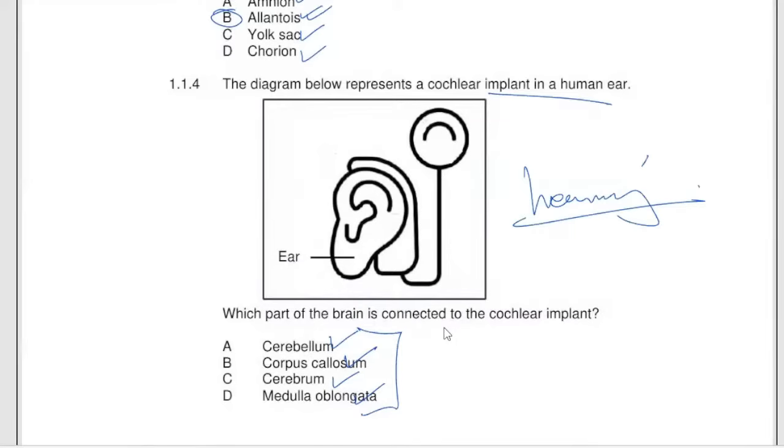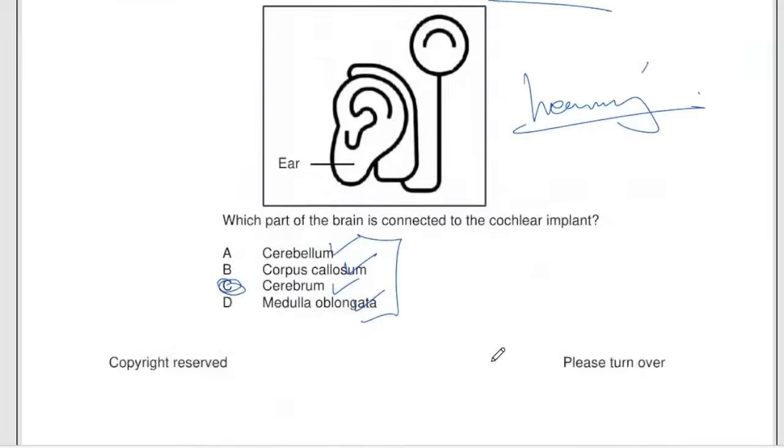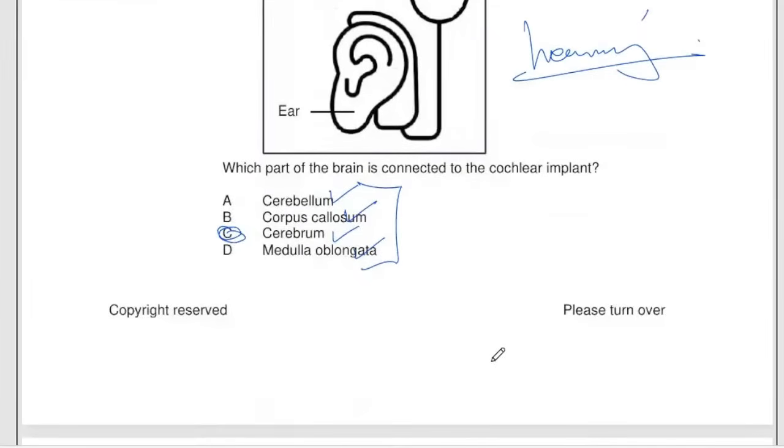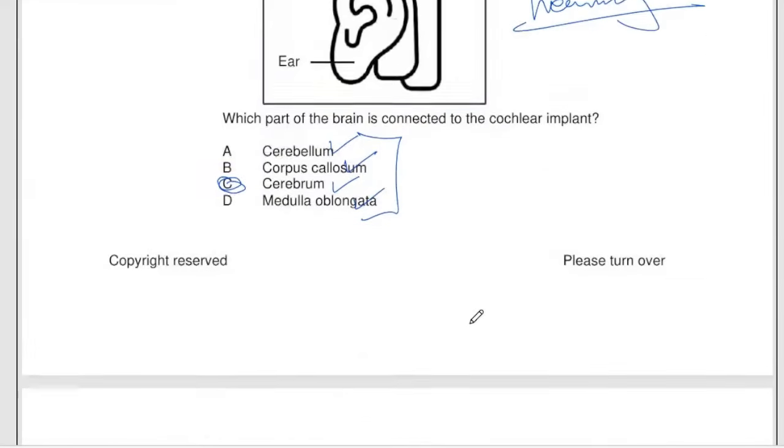Each of them has 3 functions. So the answer is going to be C, which is cerebrum, because the cerebrum receives and interprets all the sensation. Number 2, it is a center for higher thought processes. Number 3, it controls all voluntary actions. So in that case, it's going to be cerebrum.